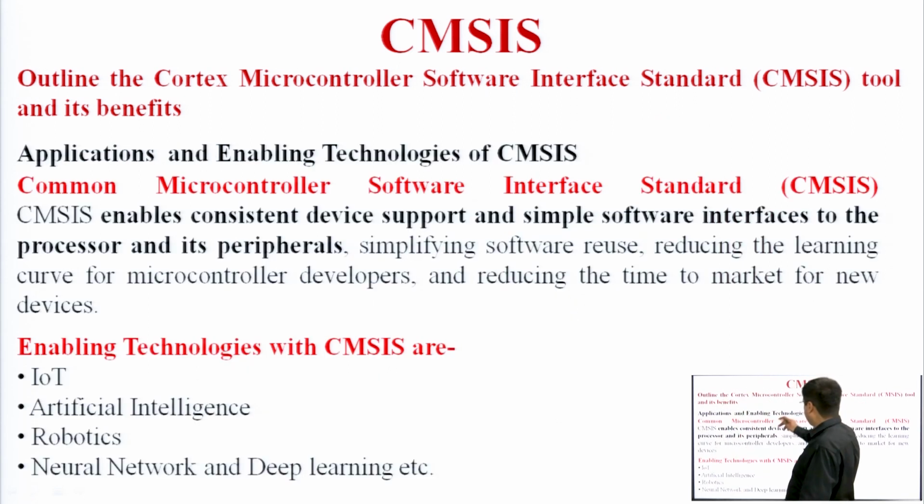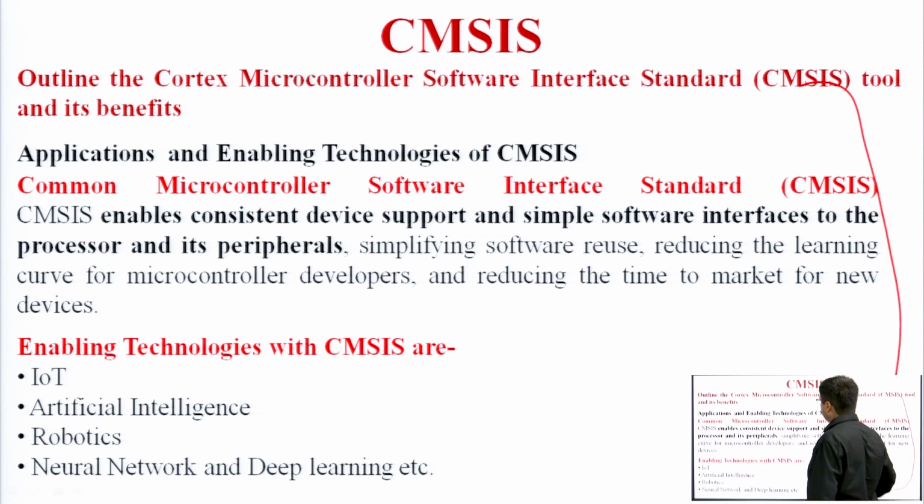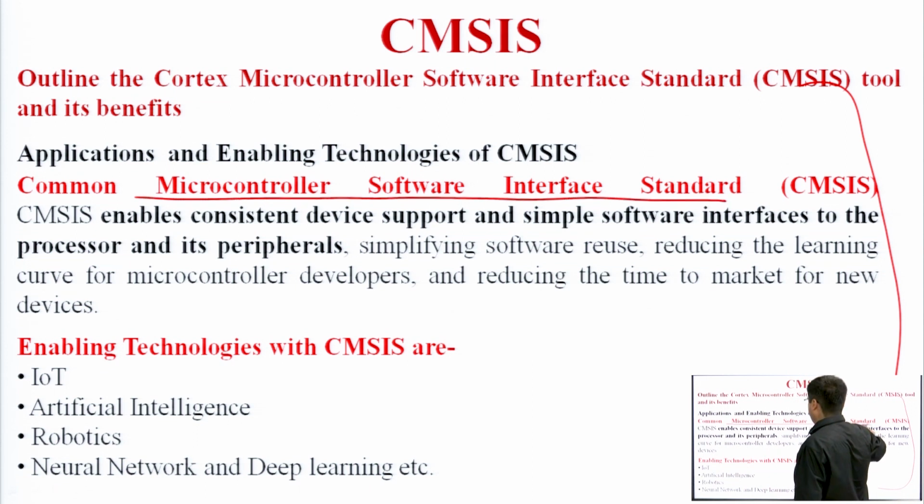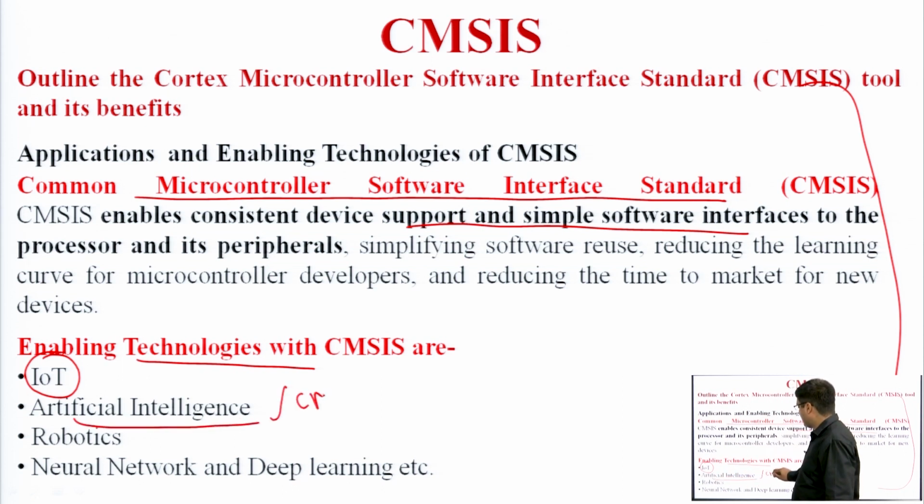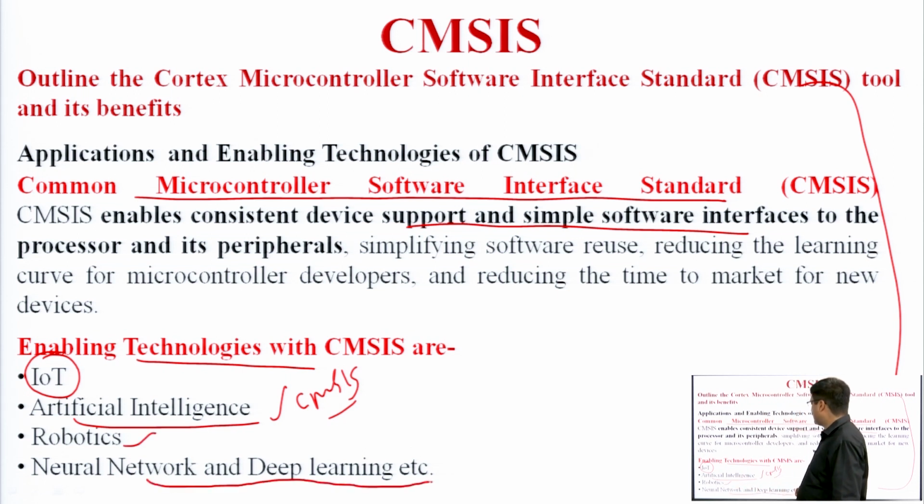There are various types of applications of CMSIS. Applications are common microcontroller software interface standards for Cortex. It provides solutions for the software interface. We can openly use this type of software for writing programs. It is compatible with various types of technologies: IoT, Internet of Things. Artificial intelligence, we can use CMSIS. For robotics, we can use it, as well as neural networks, deep learning, machine learning. All technologies are compatible with CMSIS.